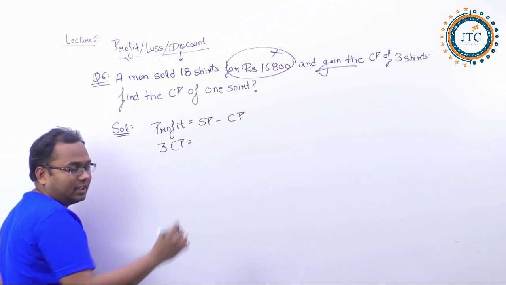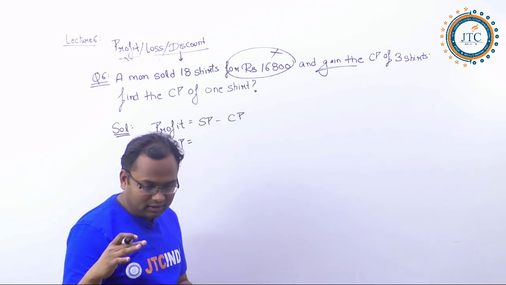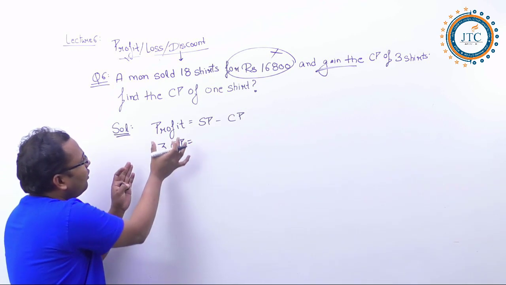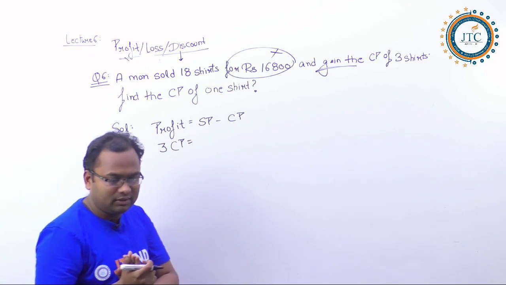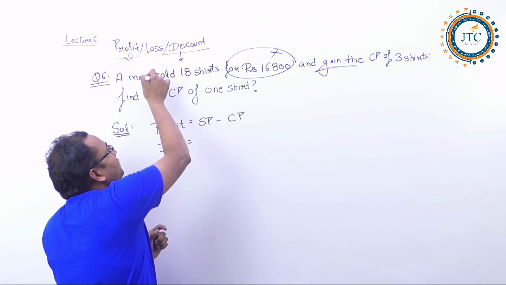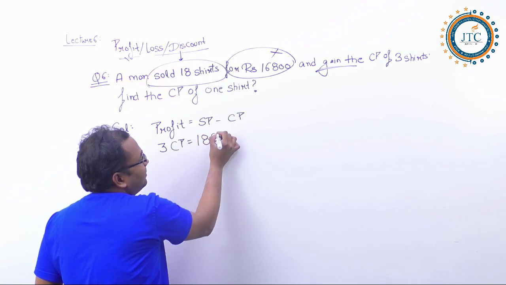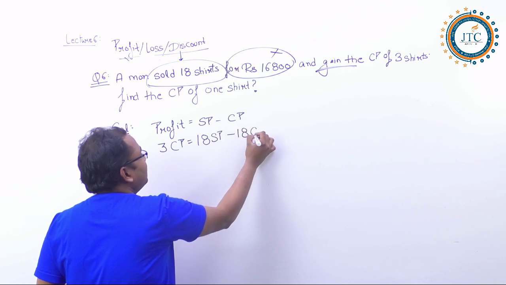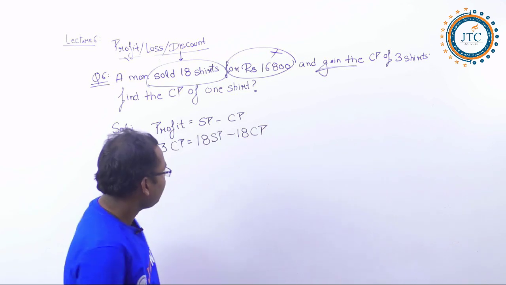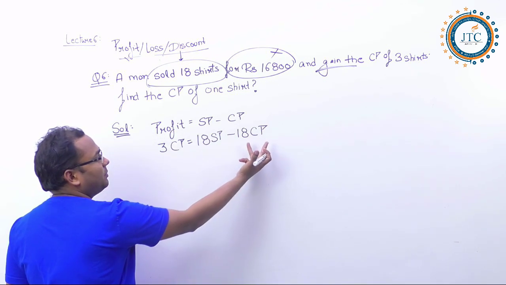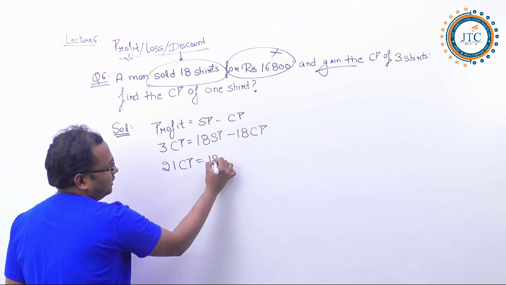Students, concentrate on the screen on how we can tackle this question, because the answers of many students are wrong. So what is the value of profit? Profit is equal to 3 times cost price. And what is the selling price? Because the person sells 18 shirts, the selling price is 18 SP. And the person also buys 18 shirts, so 3 CP is equal to 18 SP minus 18 CP. From here we can write that 21 CP is equal to 18 SP.